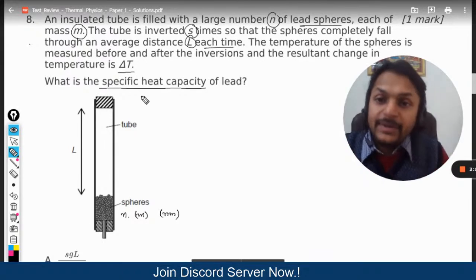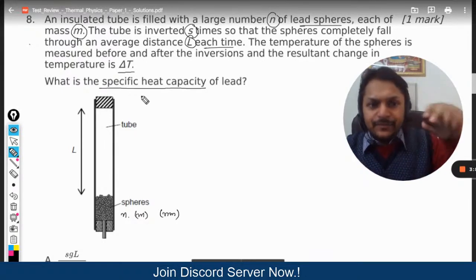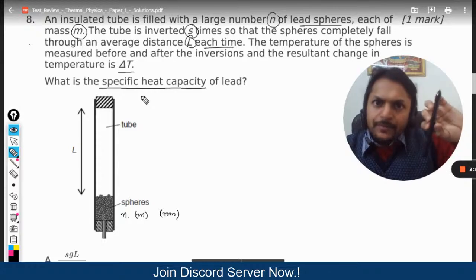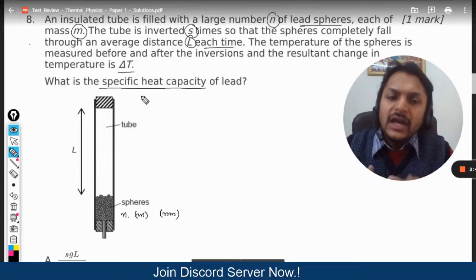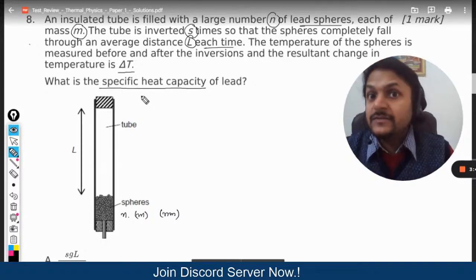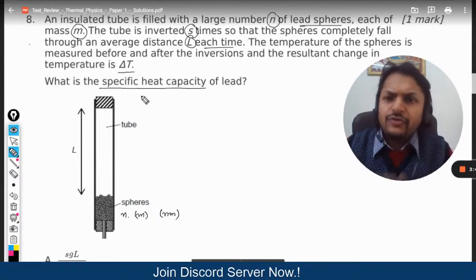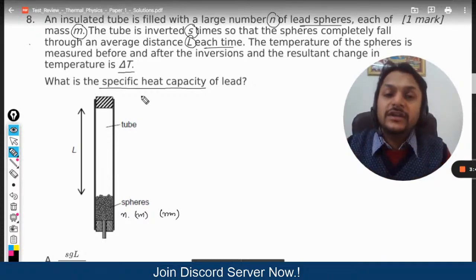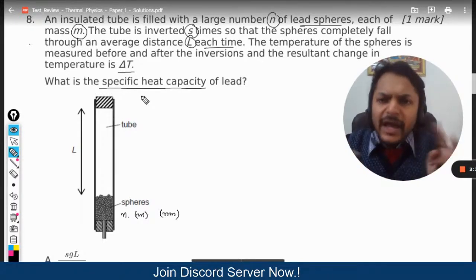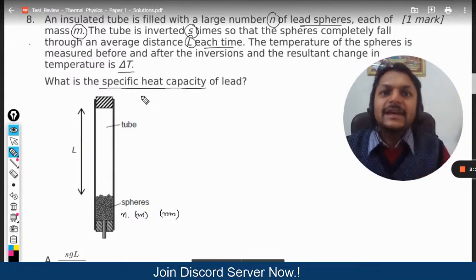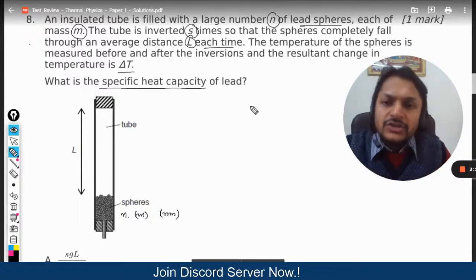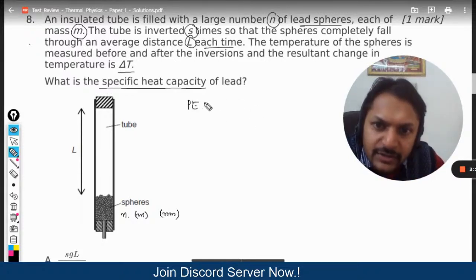Very good. So what is happening is we are inverting this tube s times. Overall, these spheres are falling, and some kind of energy is getting converted into another kind of energy. So we have to identify which two energies are related to each other. Energy cannot be created nor destroyed. Obviously, heat energy has come from some other form. What is that? That is gravitational potential energy. So what is the formula for the gravitational potential energy?